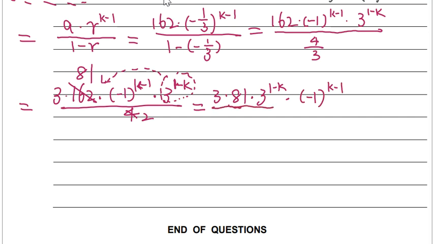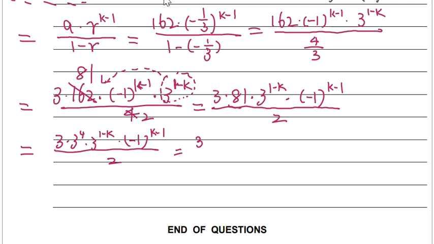Now we've got our numerator, and the denominator is 2 here. Now for this 81, we can rewrite it as 3 to the power of 4. So 3 times 3 to the 4 times 3 to the 1 minus k times negative 1 to the power of k minus 1 over 2. Now we've got 3 to the 1 plus 4 is 5, 5 plus 1 is 6, so 3 to the 6 minus k times negative 1 to the power of k minus 1 over 2.